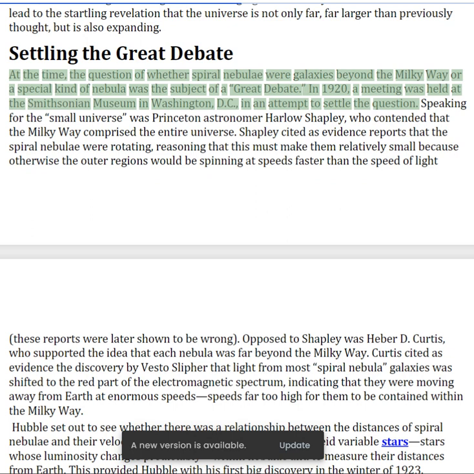At the time, the question of whether spiral nebulae were galaxies beyond the Milky Way or a special kind of nebula was the subject of a great debate. In 1920, a meeting was held at the Smithsonian Museum in Washington, D.C., in an attempt to settle the question.